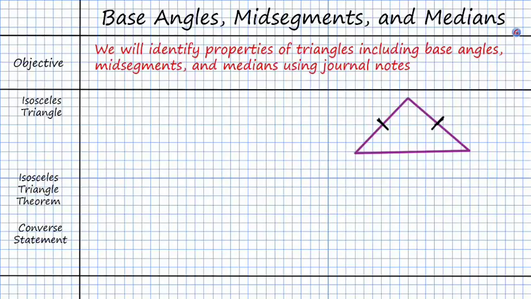So before we get any further, what I want to talk about is the isosceles triangle. An isosceles triangle is a triangle with two congruent sides called legs, and two congruent angles called base angles.